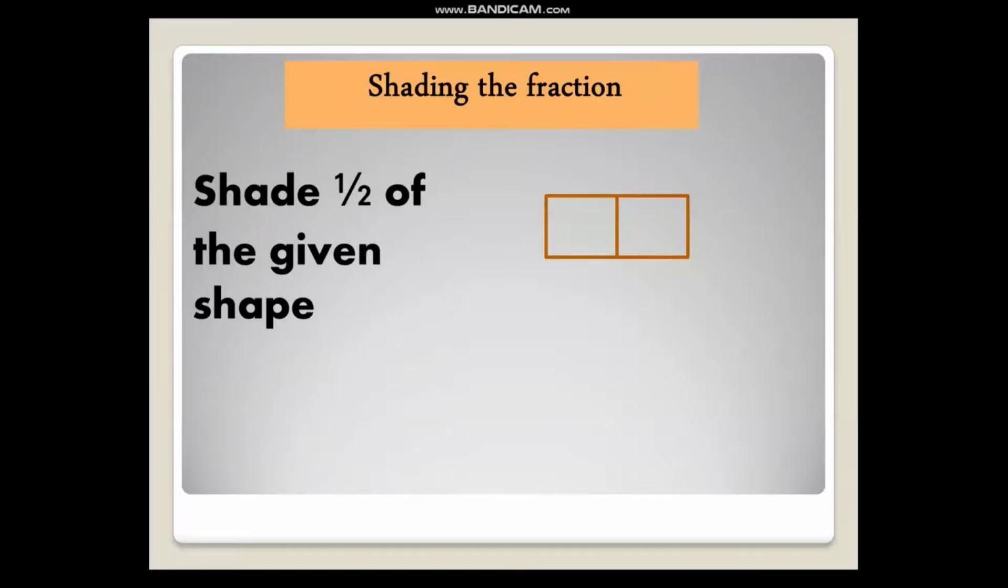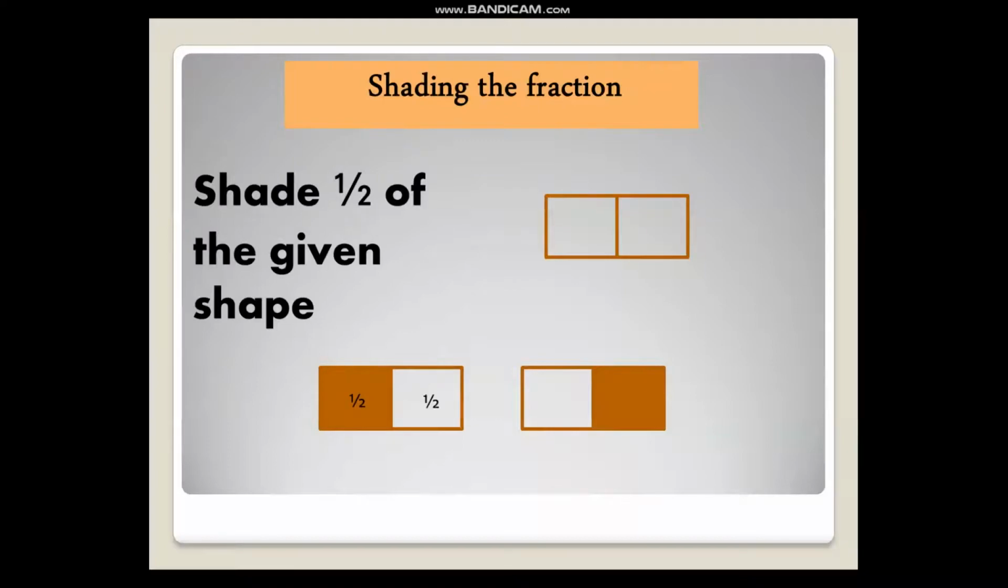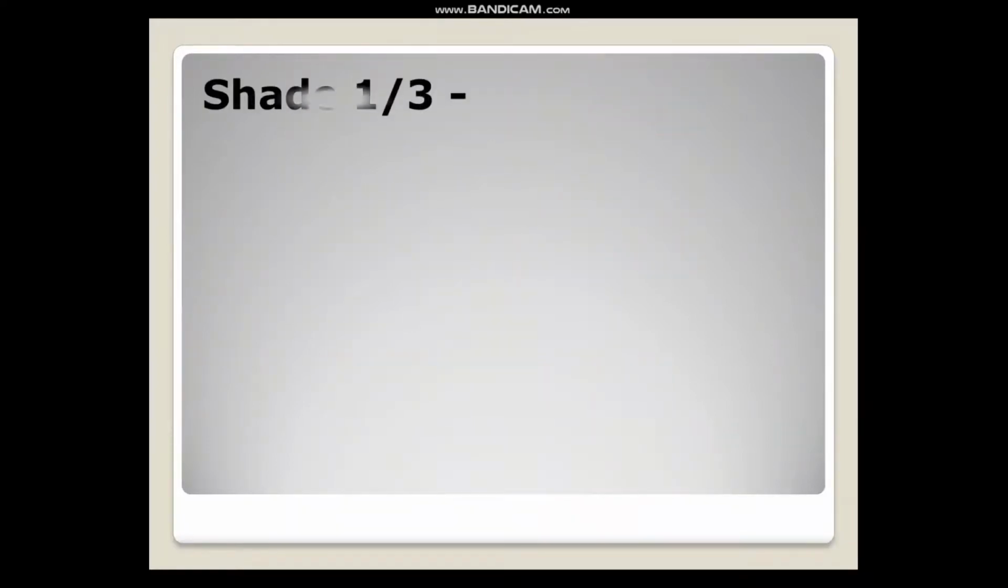So in this case, any portion out of these 2 parts can be shaded like this, or we can shade it like this also, and we know that each part is 1/2 here. Okay, now the next example is shade 1/3. Here we have this figure, 3 parts here. So here also we have to shade one part out of total 3 parts.